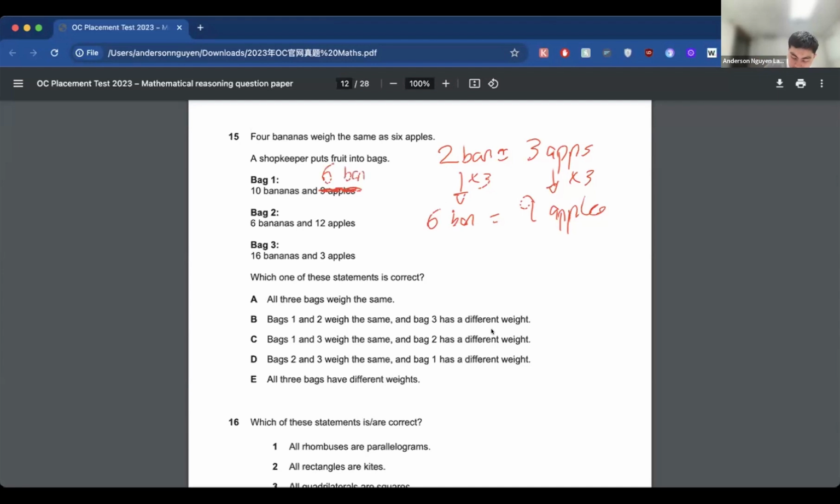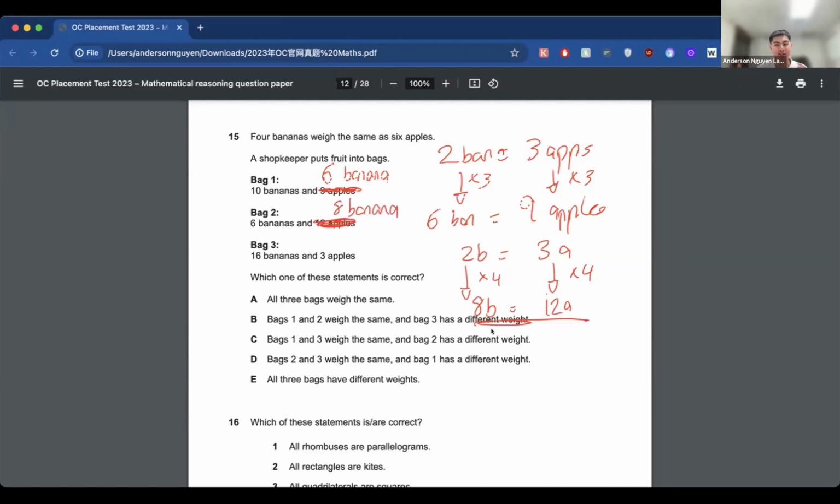So 6 bananas. Do the same for bag 2, 6 bananas and 12 apples. Let's change that. So from 3 apples to 12 apples. I'm just going to write 2B, 3A, B for banana, A for apple. Saves time. You're going to 12 now, so it's times by 4. Do the same to the bananas. That's 2 times 4, which is 8 bananas. So I know that 12 apples is worth 8 bananas.